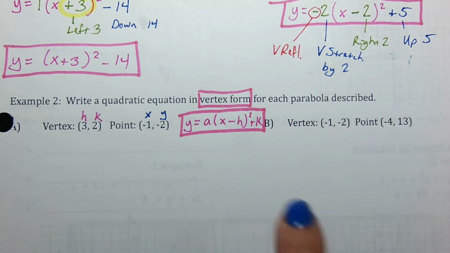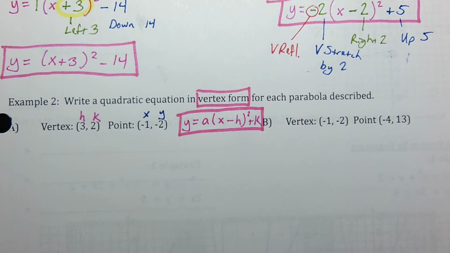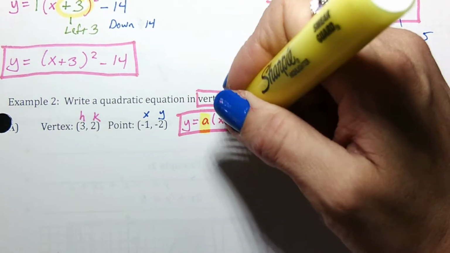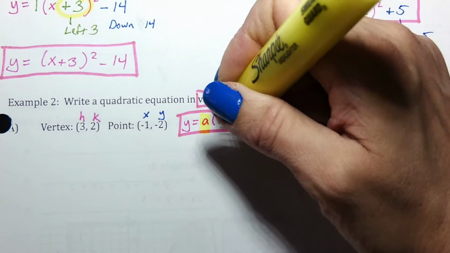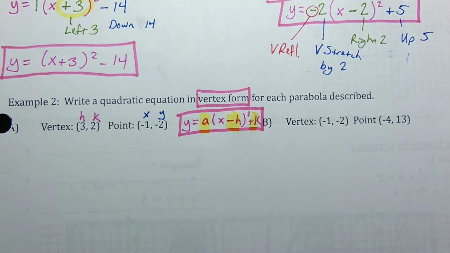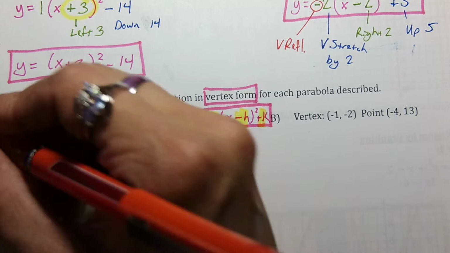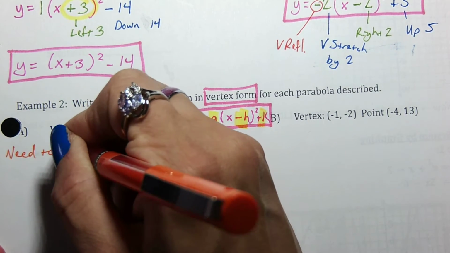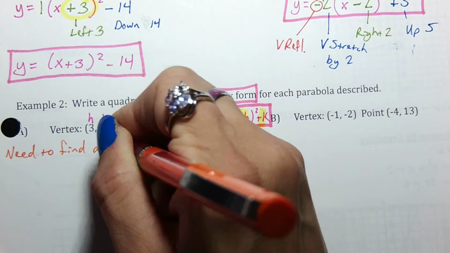So if I want to write this equation, what things do I need to find? I need the a value, the h value, and the k value. We have h and k. We have an x and y, which I don't need to write the actual equation in vertex form, but what I don't have is the a value. So we need to find the a value.